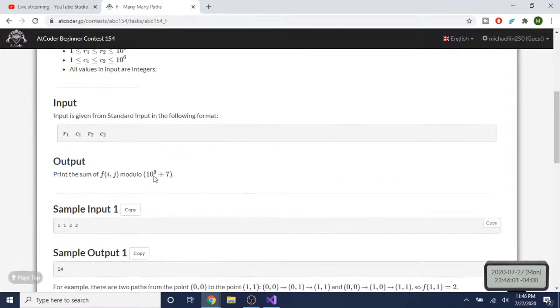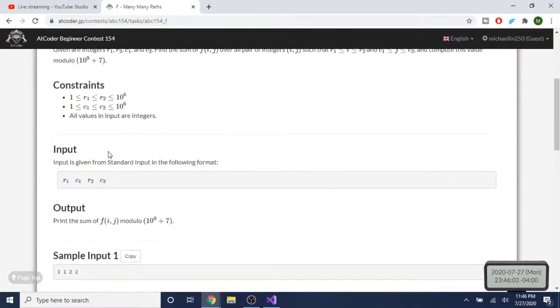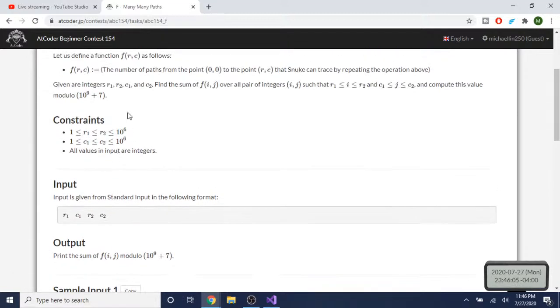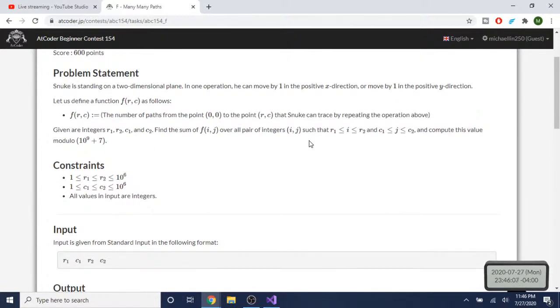Now we need to take the sum of f of i, j for all the values of i between R1 to R2 and j from C1 to C2. So we're going to loop over the boundaries of R1 to R2, and then for j we're going to loop from C1 to C2.